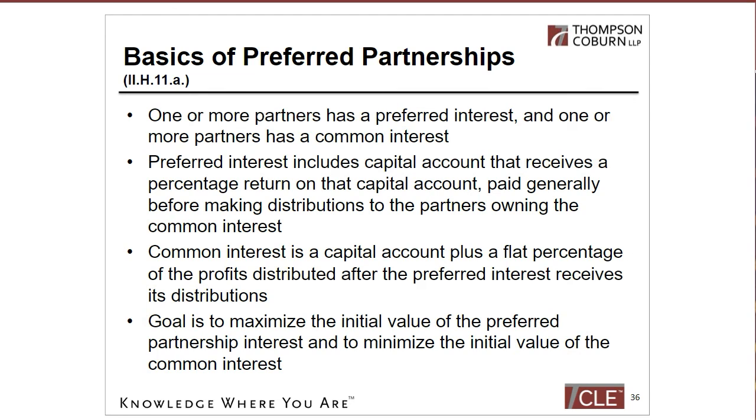A common interest, you would typically have a capital account. You don't have to, but you can. But you would typically have one. And it gets a capital account, and there's a flat percentage of the profits that are distributed after the preferred interest receives distributions. So the goal is to maximize the initial value of the preferred partnership interest and to minimize the initial value of the common interest, and then you give all the future growth to the common interest.